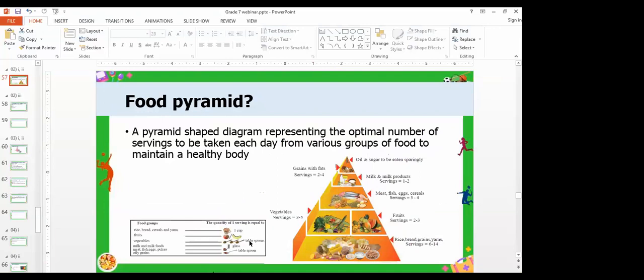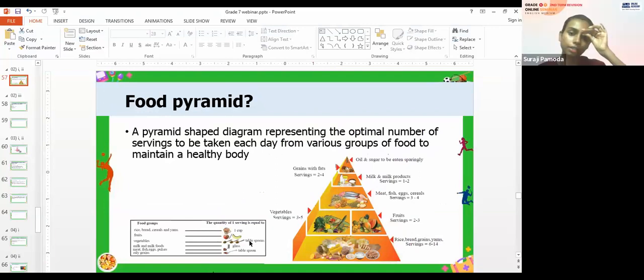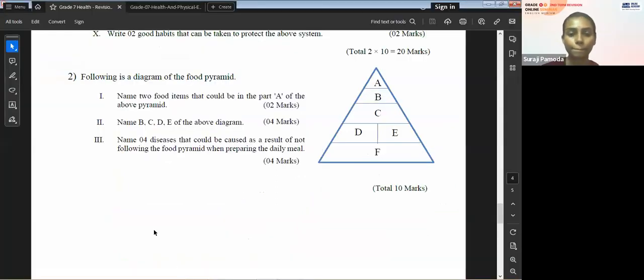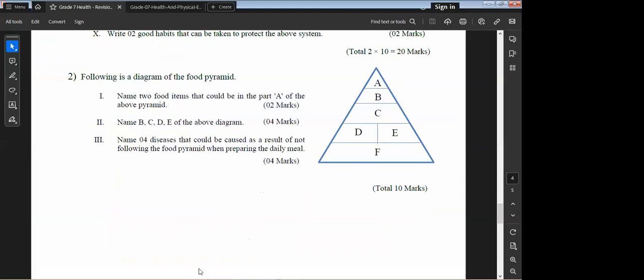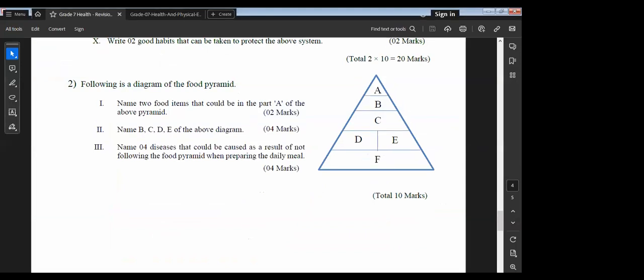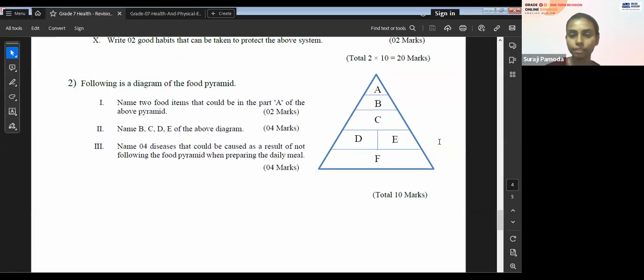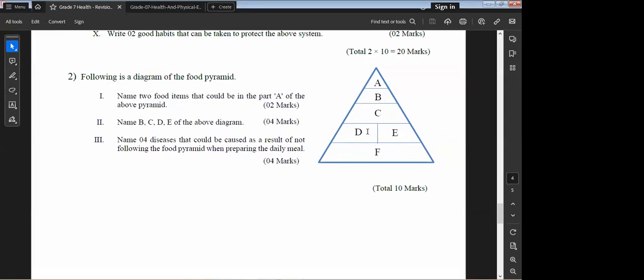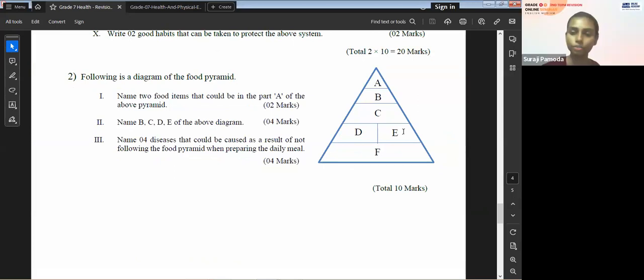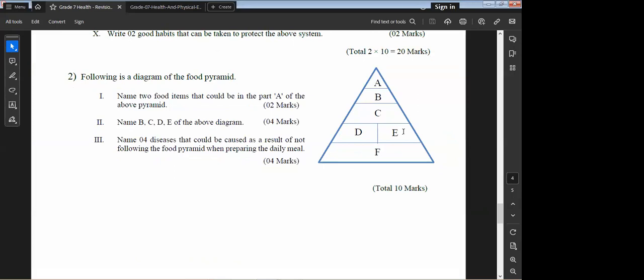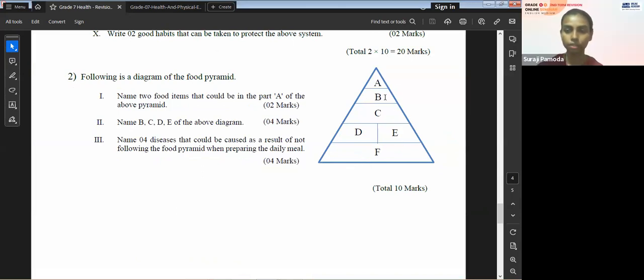Yes, teacher. Okay, so tell me B, C, D, E. Tell me what is B. Milk and milk products. Good. C. Meat, fish, eggs. Yes. D. Vegetables. Yes. E. Fruits. Okay, good. Right? So you have to remember this thing. Remember each of the foods and where they should be in the pyramid.